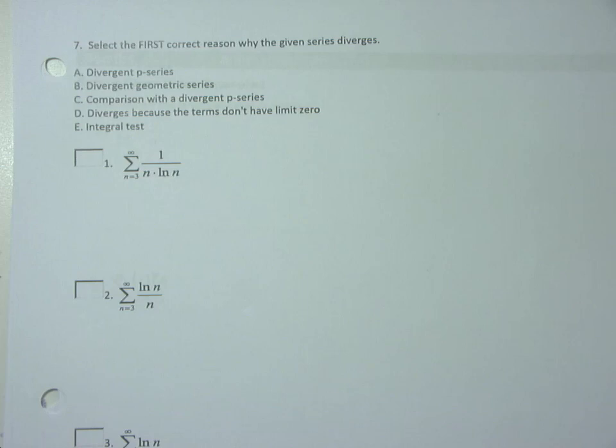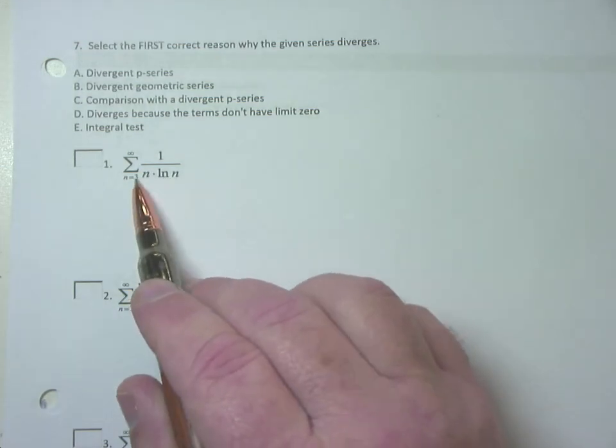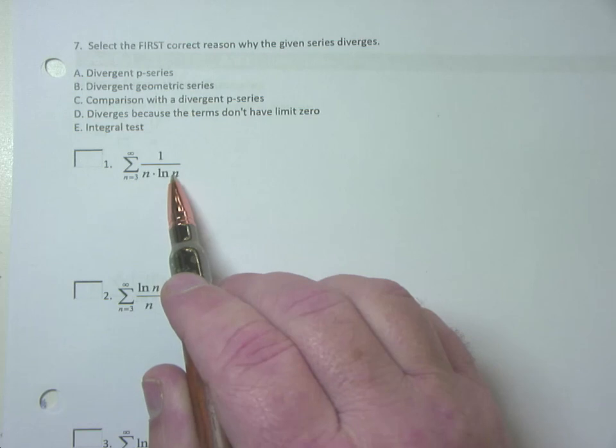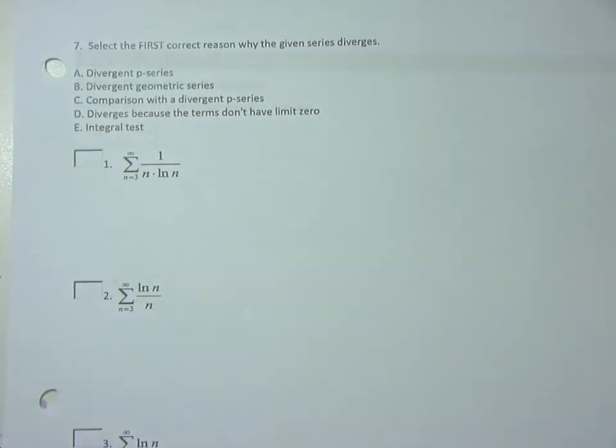Would you compare to a divergent p-series? Well, again, the problem is when you multiply by natural log of n, when n is greater than 3 or better, it makes the denominator bigger, right? When you multiply it, that makes the overall fraction smaller. So you could compare to 1 over n, but here's your problem. 1 over n does what? Diverges. So you really can't compare it to a divergent series, because the only way to get something out of comparing to a divergent series is for it to be greater. This is smaller. So that's it.